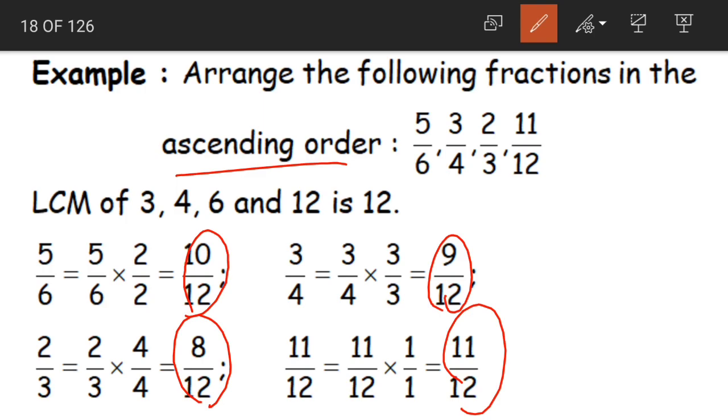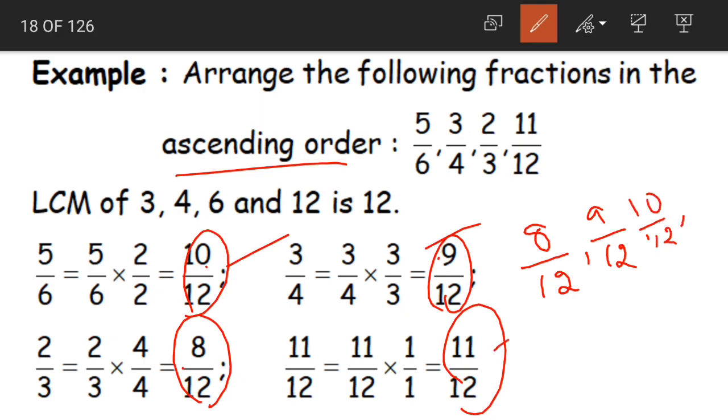Yes. So what is the smallest here? As all the denominators are same, we need to compare the numerators. The fraction with the lowest numerator will be the lowest fraction. Now in 10, 9, 8 and 11, 8 is the lowest one. So 8 by 12 is the smallest fraction. Then we have 9, so 9 by 12. Then comes 10, so 10 by 12, and then lastly we have 11 by 12. This is the ascending order of the given fractions.